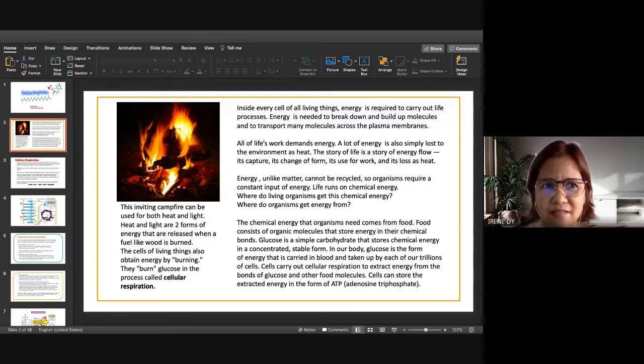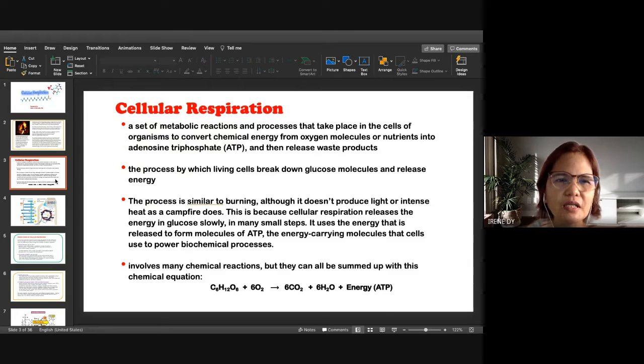So, cells per se, no, lahat ng cells ng katawan natin, carry out cellular respiration to extract energy from the bonds of glucose and other food molecules. So, cells can store the extracted energy in the form of ATP. Ang daming paliwanag, no? Okay? So now let's go to cellular respiration.